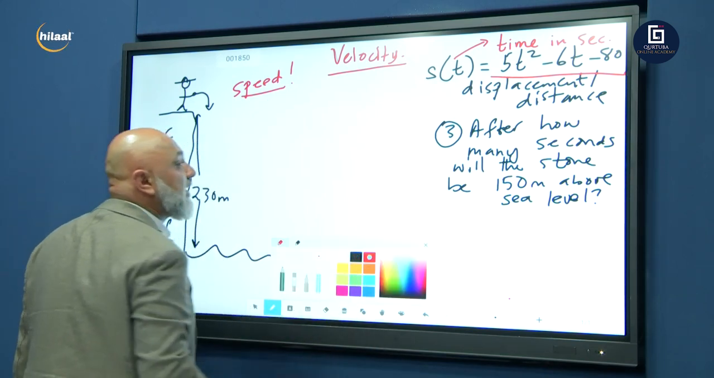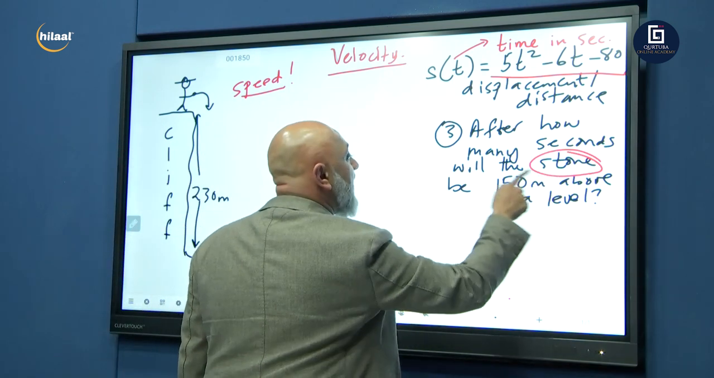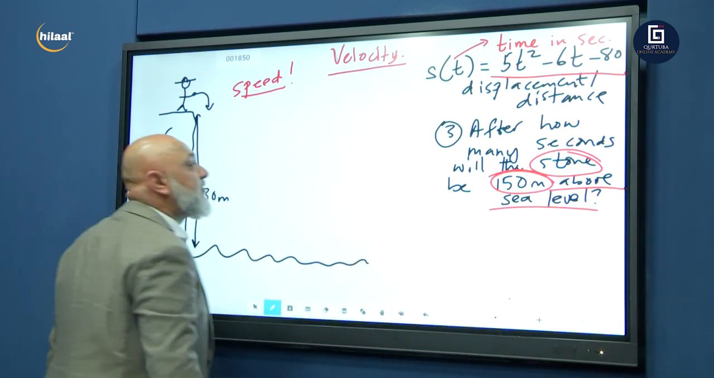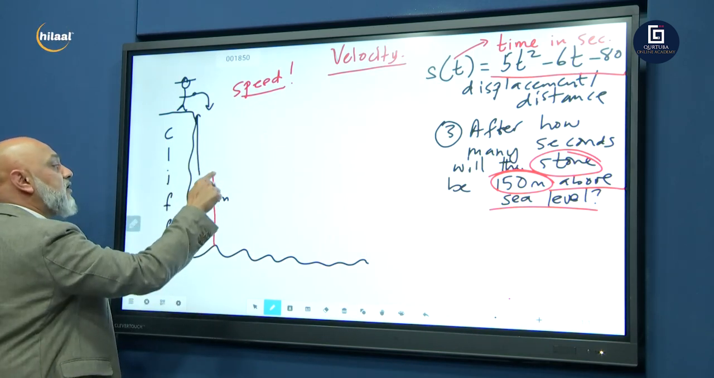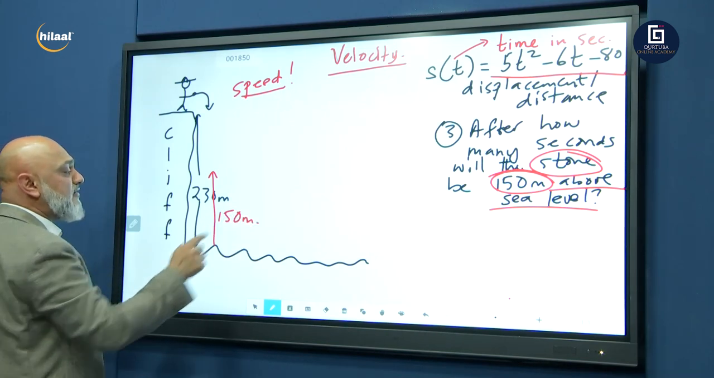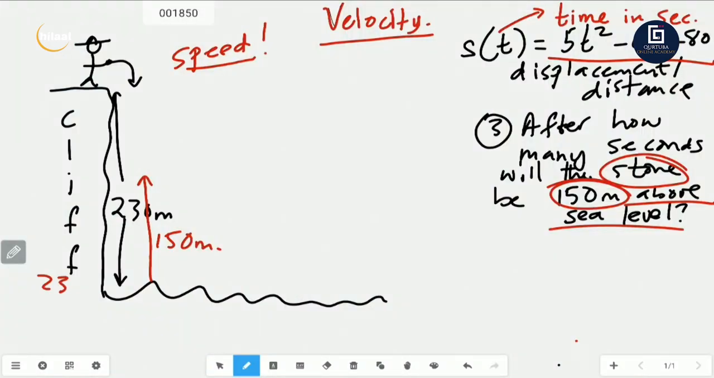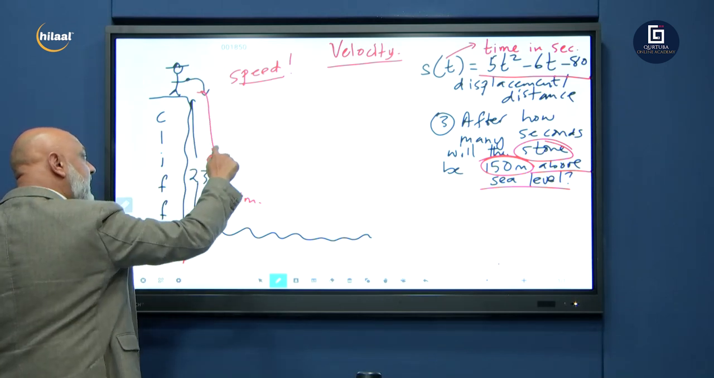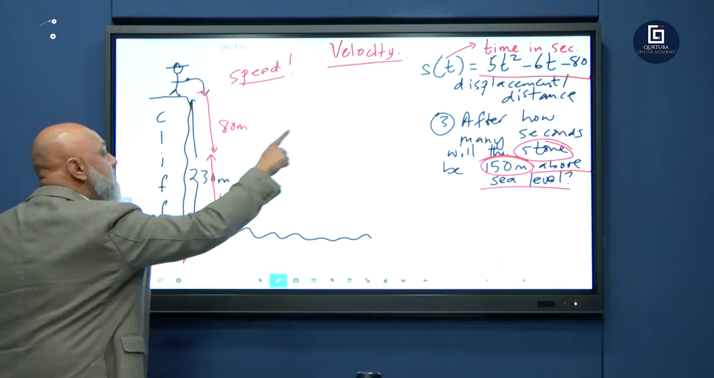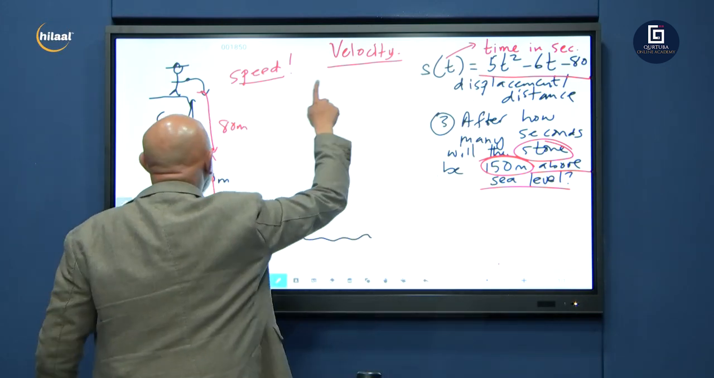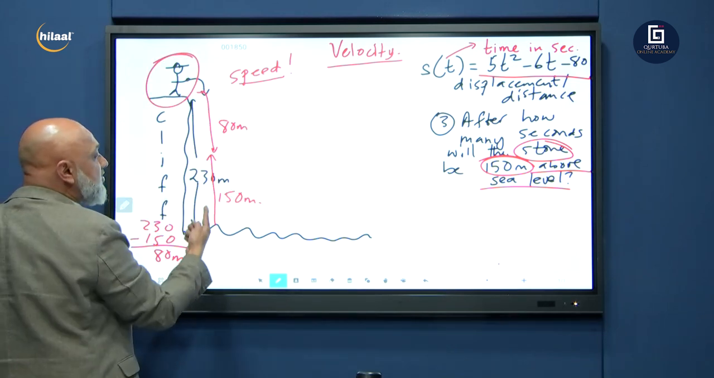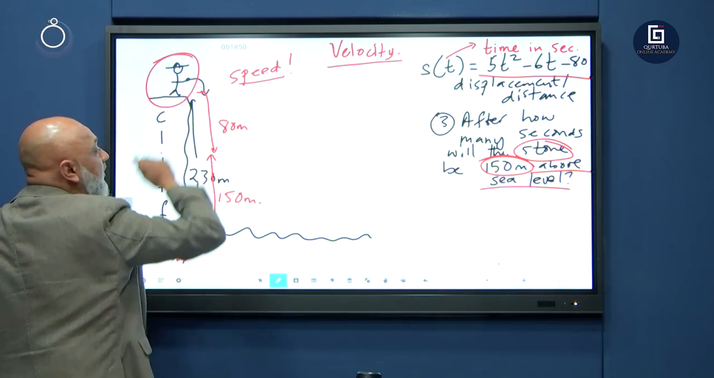After how many seconds will the stone be 150 meters above sea level? Remember, we want to find out when it will be 150 meters above sea level. So obviously 230 minus 150 will give me 80 meters from where he dropped the stone. Remember, your displacement is given from the time he drops. That equation is not calculated from the bottom up, it's calculated from the top down.